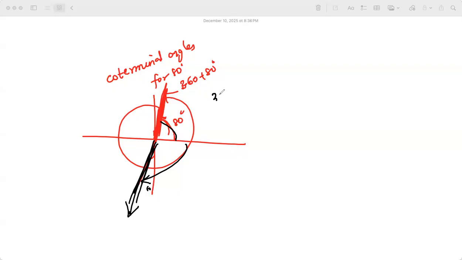To 80, you can add 360 degrees. So that is your one coterminal angle, 440. That is the big red one. Now you can as well say what is the other coterminal angle? I asked you for 80, right?